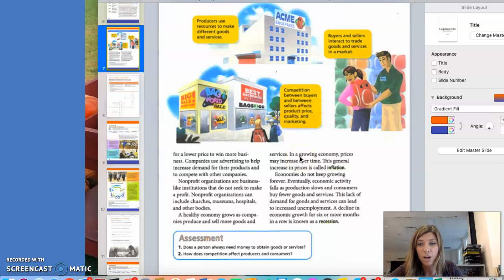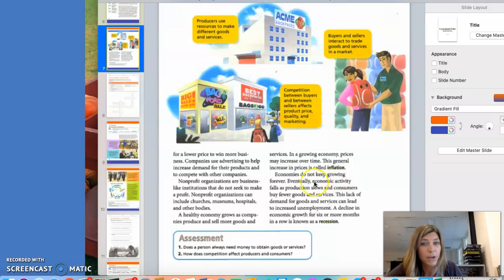So a lot of times when our economy is struggling, the president may initiate funds or money in adults' accounts so that they can get out and start buying things, because when things are bought and sold, it increases our economy. It makes it get better. People have jobs. People are out, and maybe when they're out and about, they're eating at restaurants and things like that. In a growing economy, prices may increase over time. This general increase in prices is called inflation.